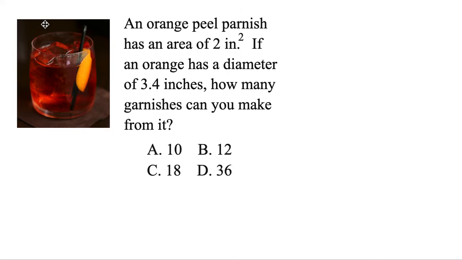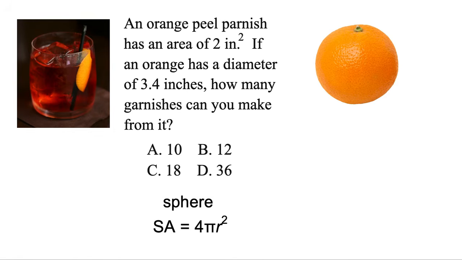In this example, we want to know how many garnishes we can get from one orange. Suppose that this little guy has an area of 2 square inches. If the orange has a diameter of 3.4 inches, then how many garnishes can we make from it? We know we want the peel, or the outside of it. In other words, the surface area. But the question is, what shape is this? Any ball is the same thing as a sphere.